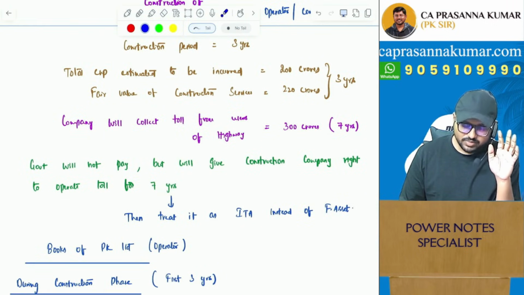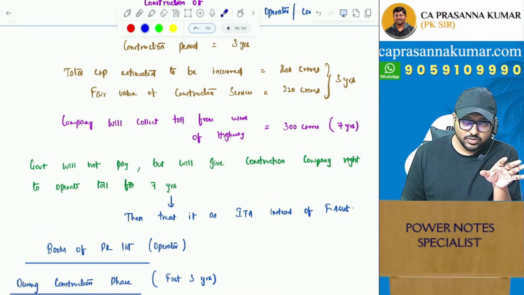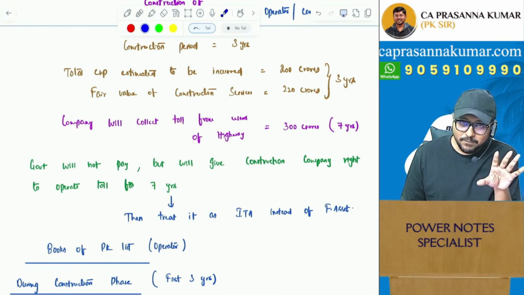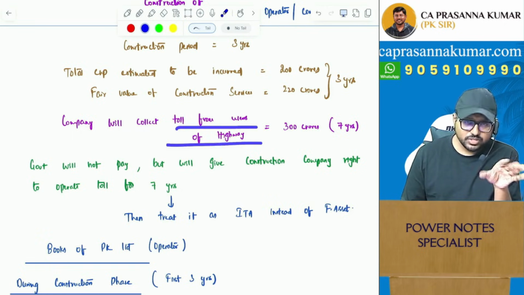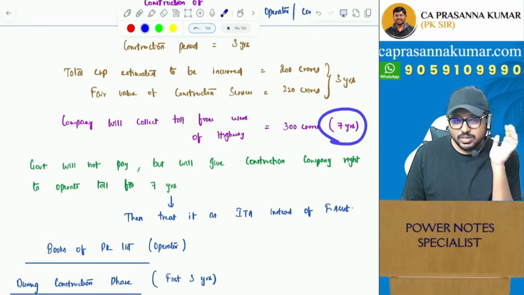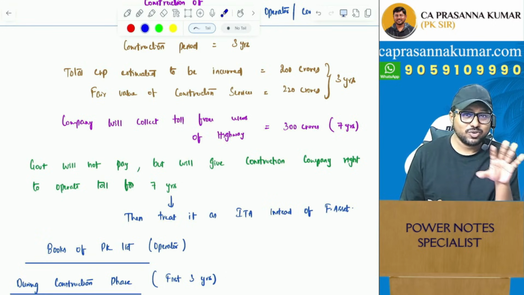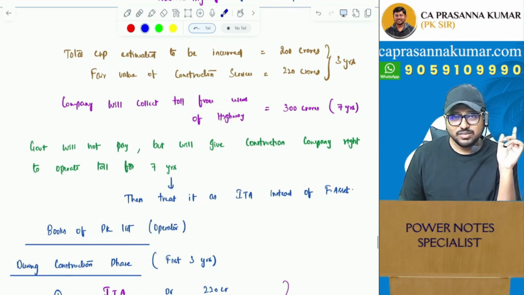However, here there is no fixed payment from the government, that is 300 crores. What the government is saying is, 300 crores worth of money you can collect via toll from the users who are using the highway. And that will be allowed to be collected for a period of 7 years. After that, you will hand over the entire property to the government. That's why this is not your property. Therefore, we will not record it as PPE. Keep that in mind. I've already given you clarity. Clear?